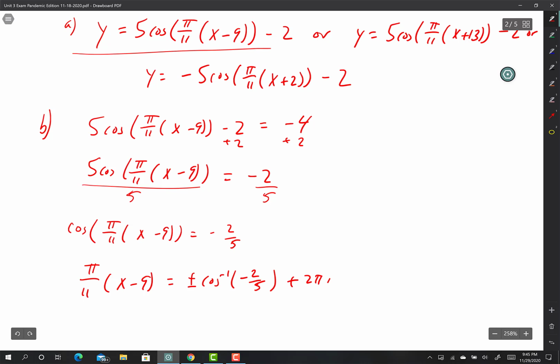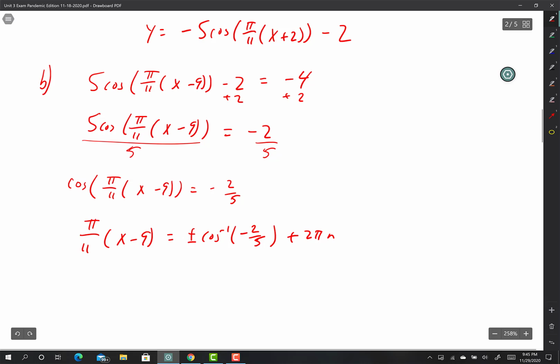plus 2 pi n. And then from there, you want to get rid of that pi over 11 in the front. So I'm going to multiply by the reciprocal. So you multiply this by 11 over pi. And whatever you do to one side, you do to the other. 11 over pi. So here we go. When you distribute that, you're going to get x minus 9 equals. Put that here in the front. Oops, I didn't want to write in green. I wanted to write all this in red. x minus 9 equals plus minus 11 over pi.